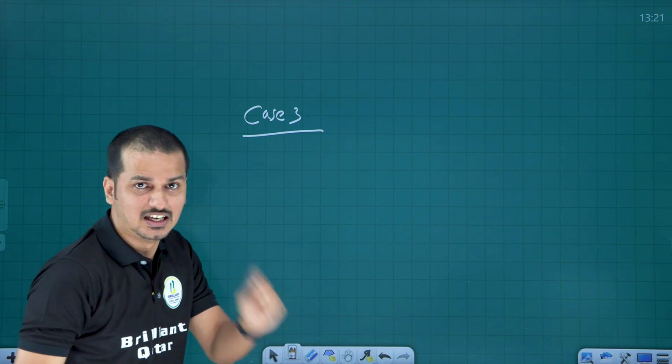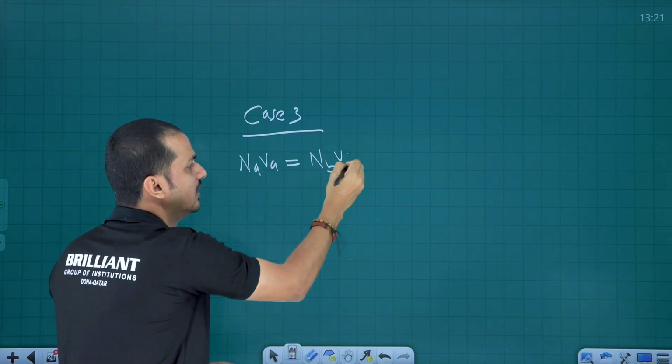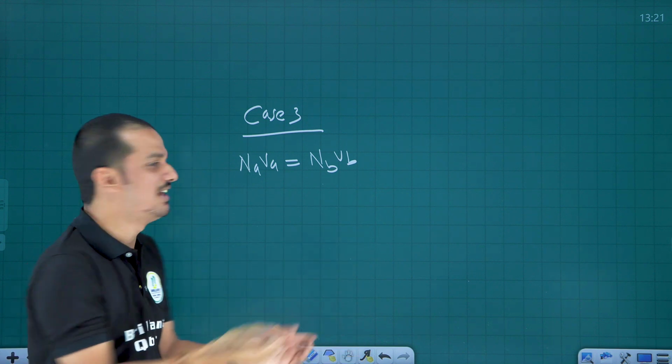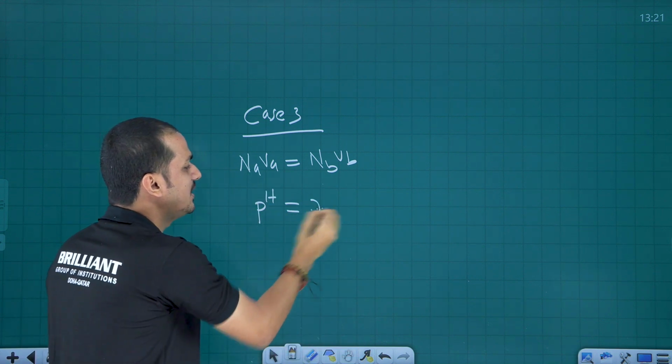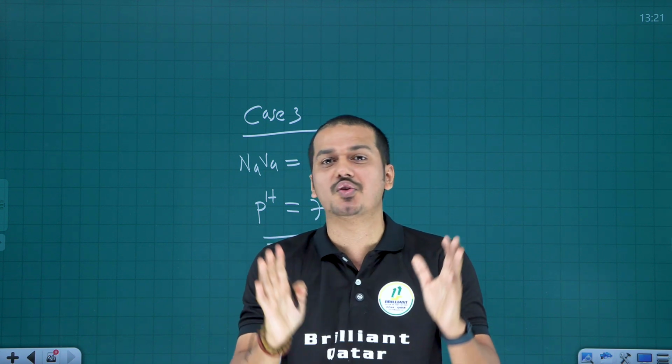And what about case 3? Case 3, if Na Va equal to Nb Vb, both will neutralize. Then what will be the pH? pH will be equal to 7. That's all about the 9 methods of calculation of pH of acids and bases.